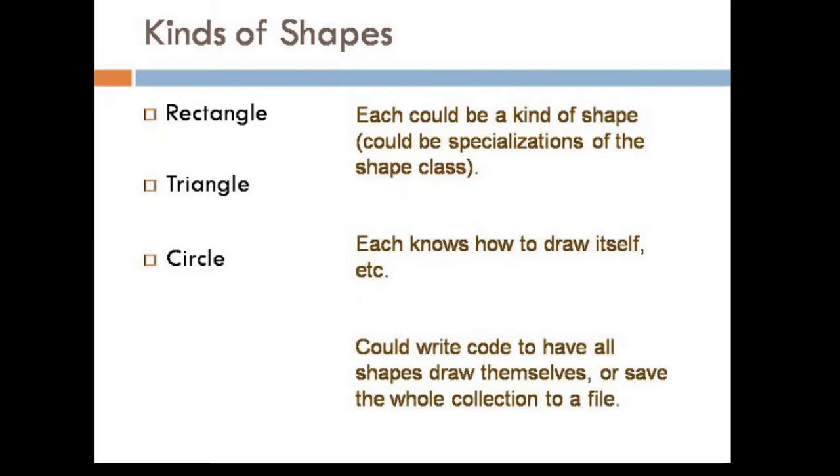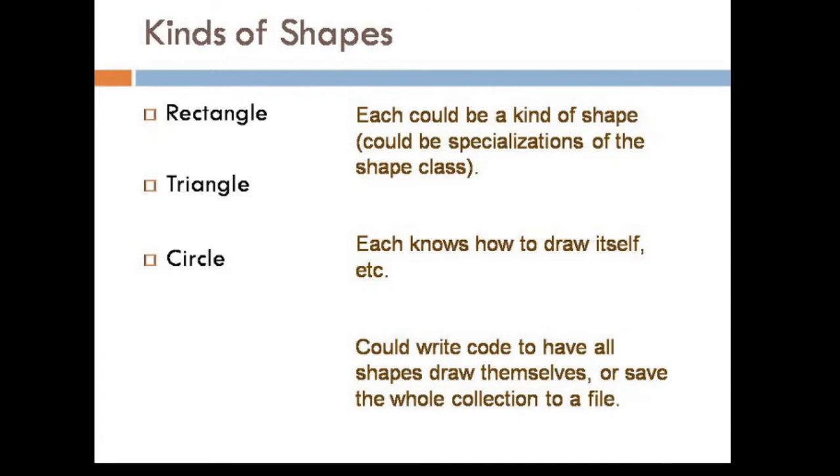Now, what can be the different types of shapes? Rectangle can be a shape. Each could be a kind of shape, a specialization of the shape class. That's a rectangle can be a type of shape. Triangle can be a type of shape. Circle can be a type of shape.